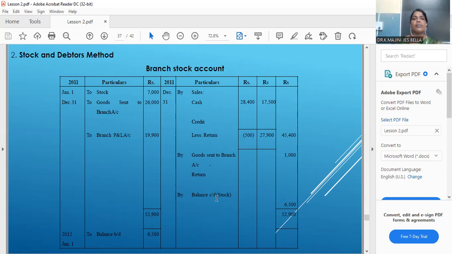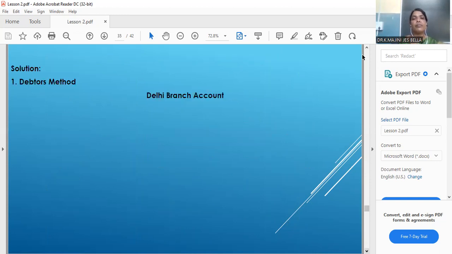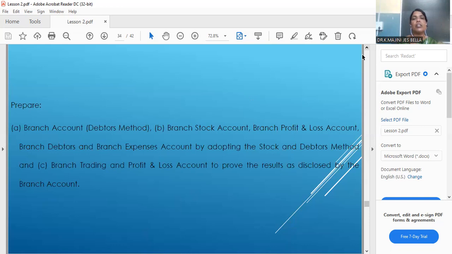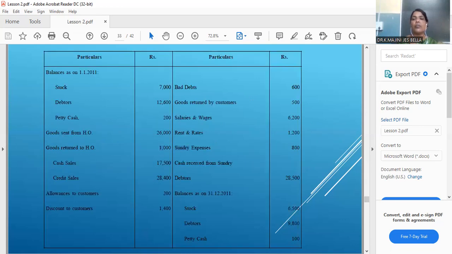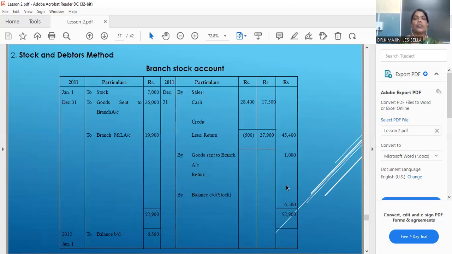How much is not there? Return, like here, put send to branch. Then how much? Return how much? 1,000. Here is the value. So you can write here return 1,000. Then by balance CD, closing stock, right? Closing stock is 6,500. Now write it, 6,500. Okay, just total it.